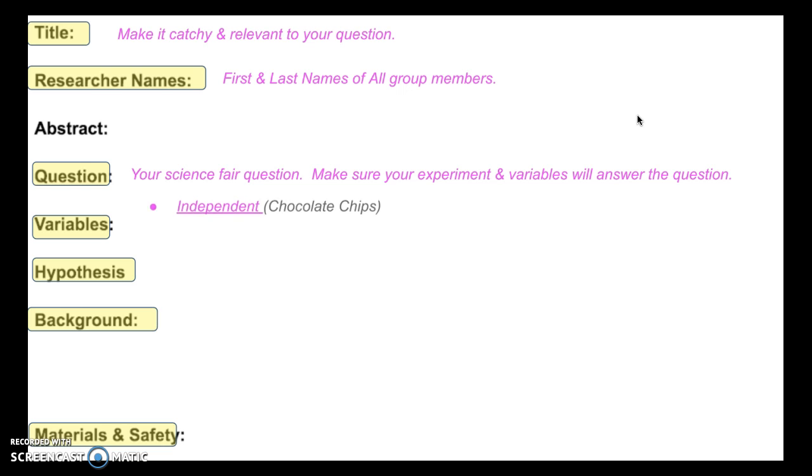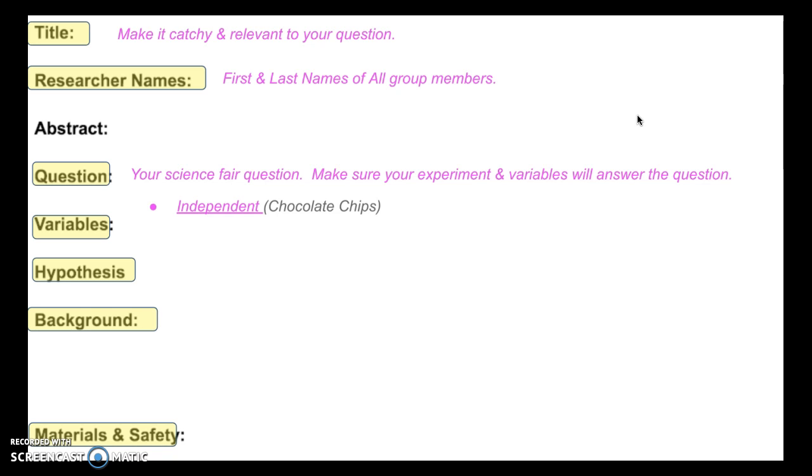Now let's go into the variables. There are three types of variables, and for the rest of this, I'm going to usually refer back to the example that you looked at in your project proposal, which is which chocolate chips make the best chocolate chip cookies. So that's what I'll refer to to help you better understand what each section requires.